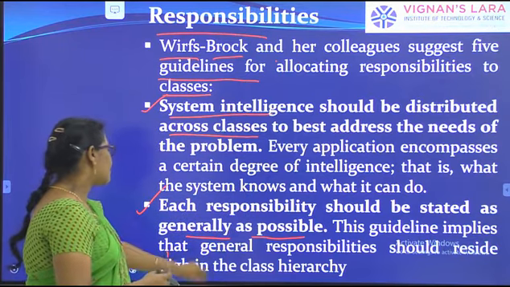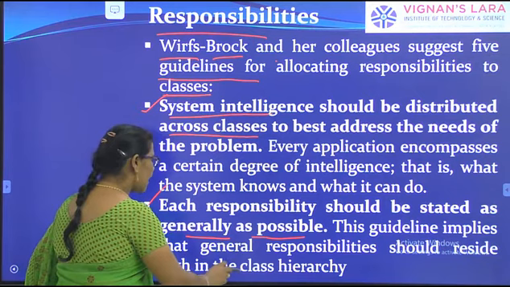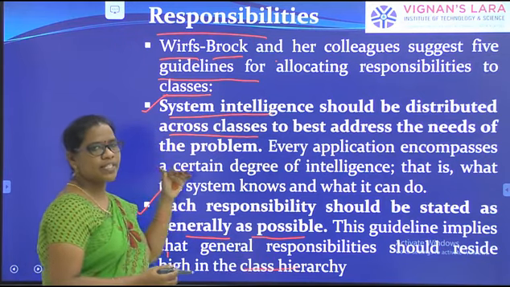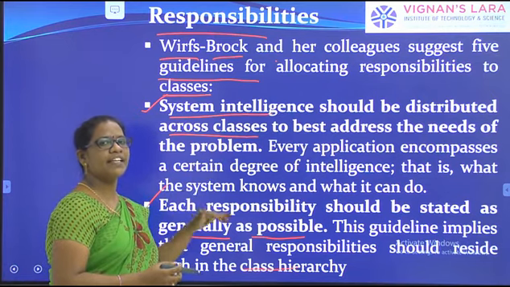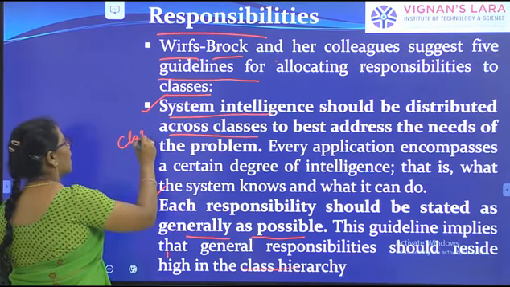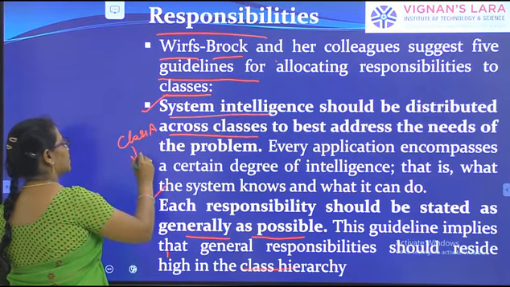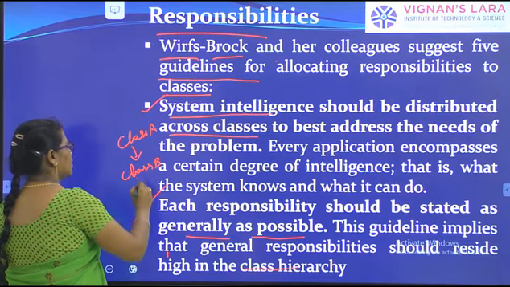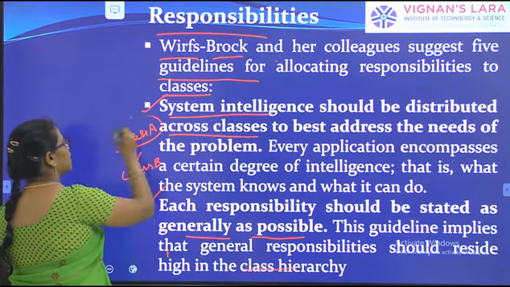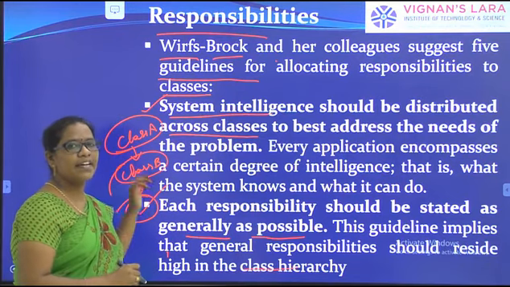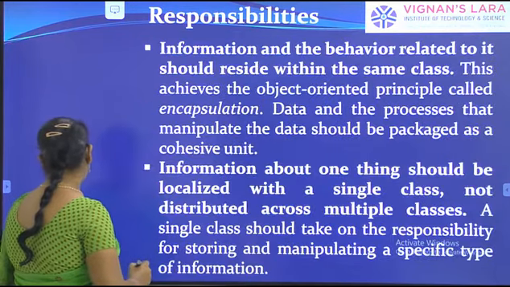These guidelines imply that general responsibility should reside high in the class hierarchy. Whatever responsibilities we are presenting are represented in a hierarchy. That means one class can use another. Hierarchy is nothing but class A, class B. Whatever responsibilities are represented in class A can be used in class B, can be used in class A, like that. In the hierarchy way we can represent. And next.